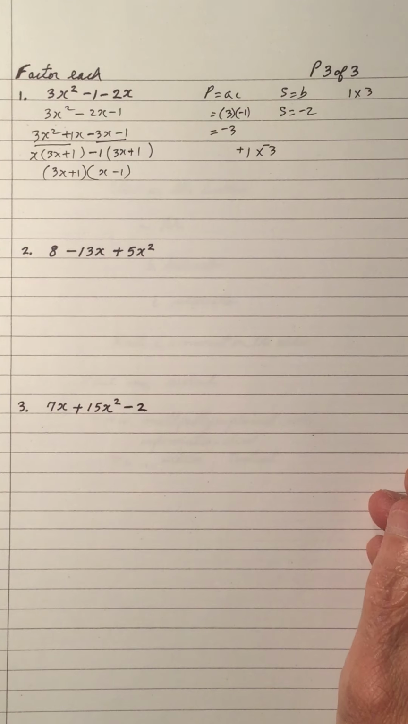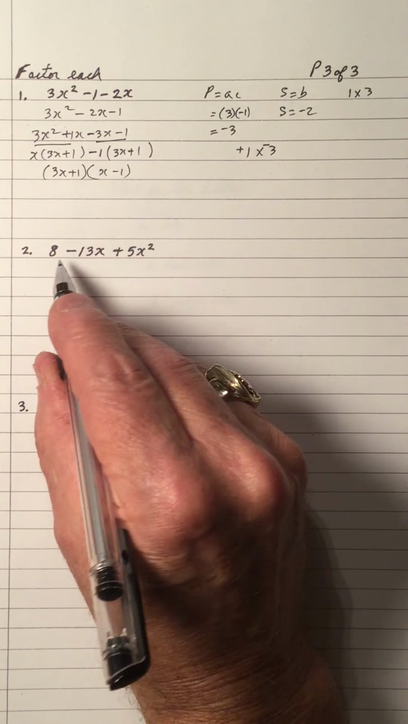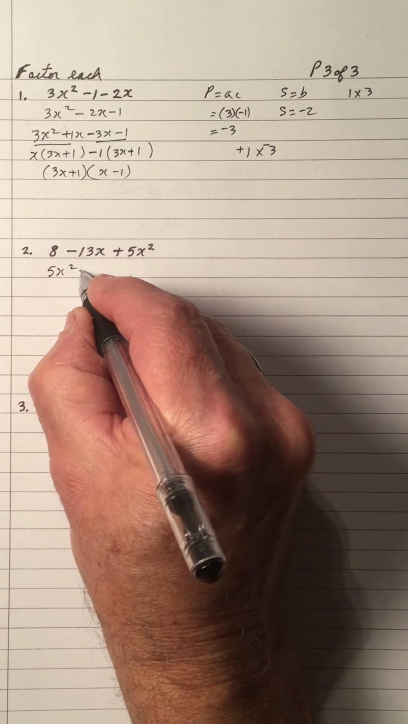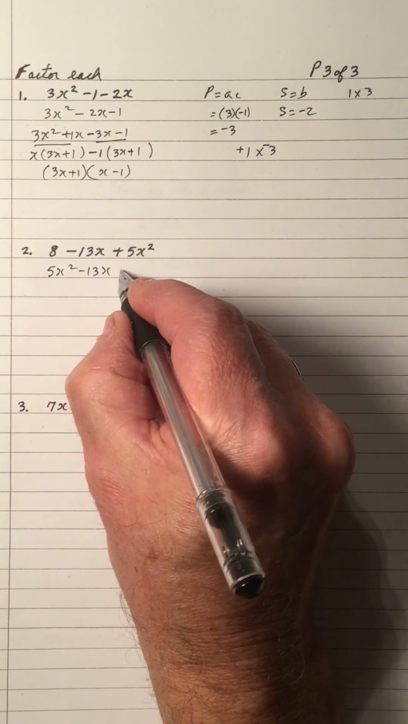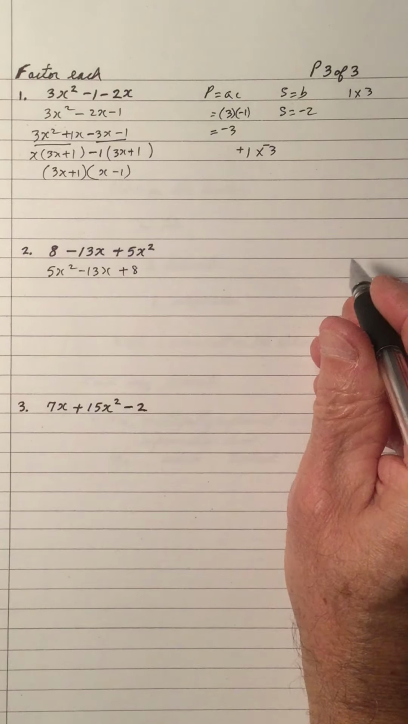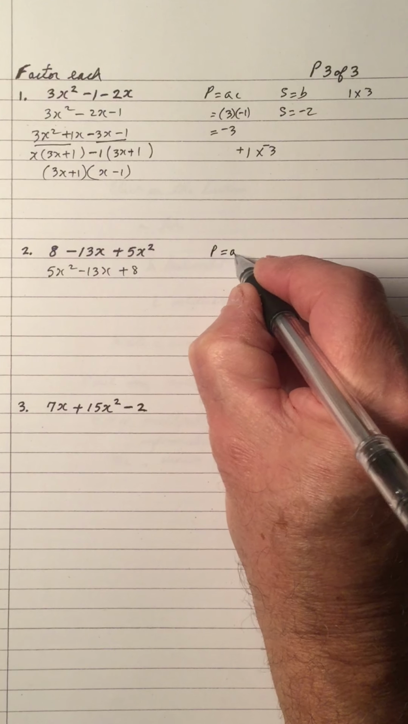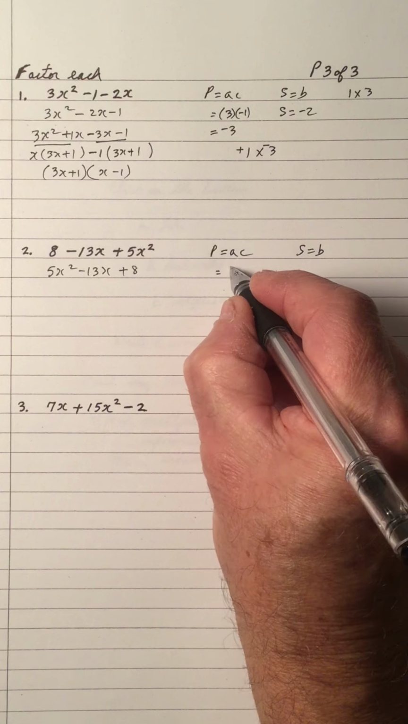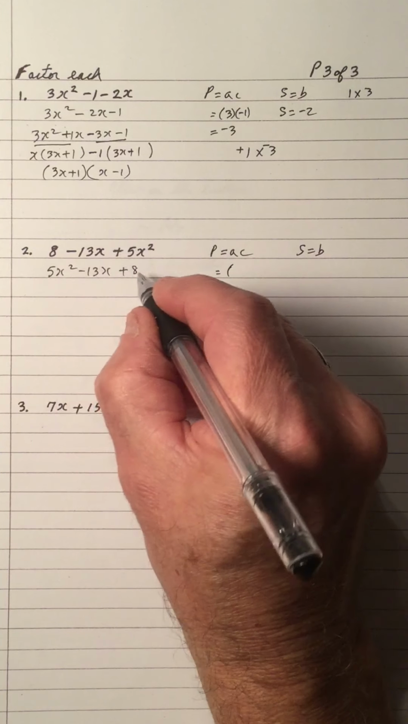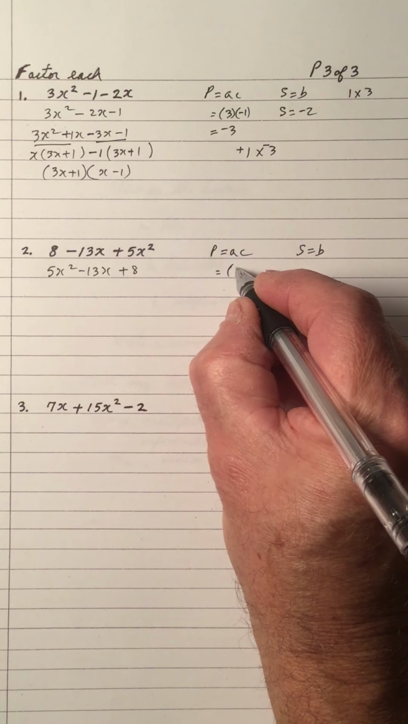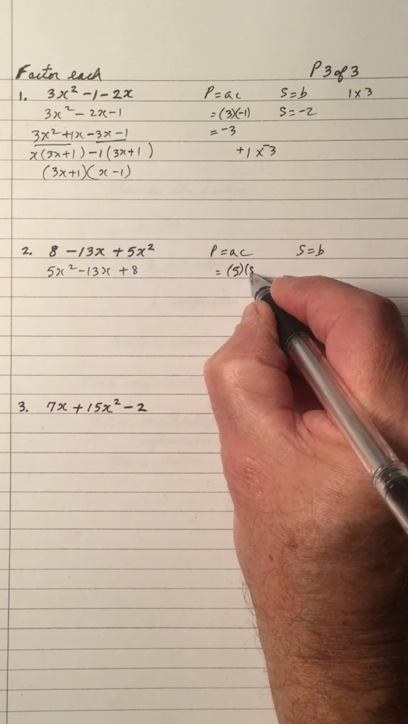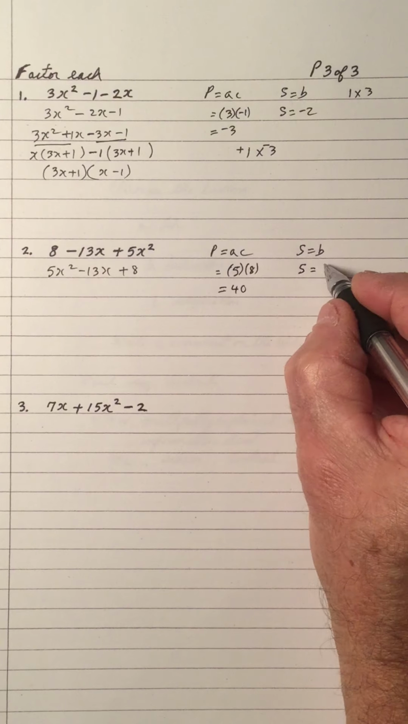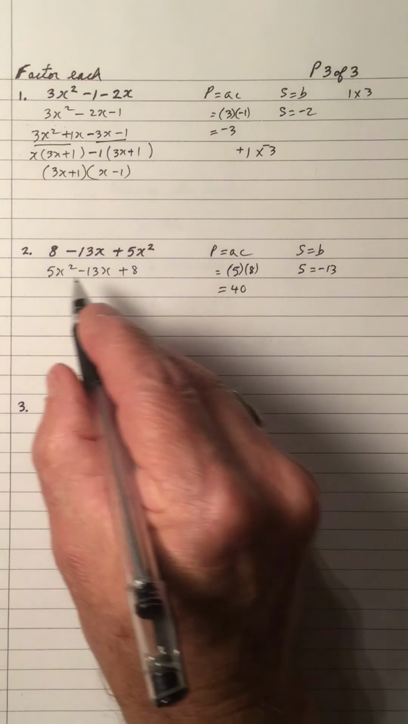Perfect. And number 2, again, always in descending order. So 5x squared goes first, minus 13x goes next, and a plus 8 goes next. Product is AC, sum is B. So A is 5, C is 8, so that makes it a 40. The sum is B, so that's negative 13.